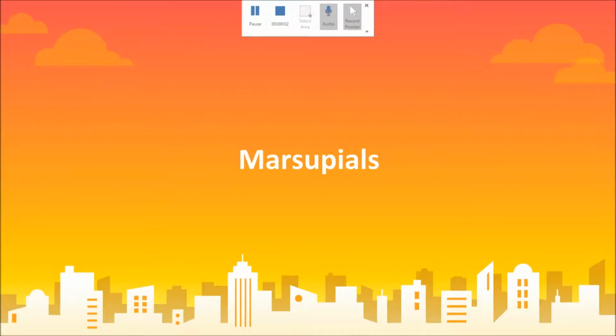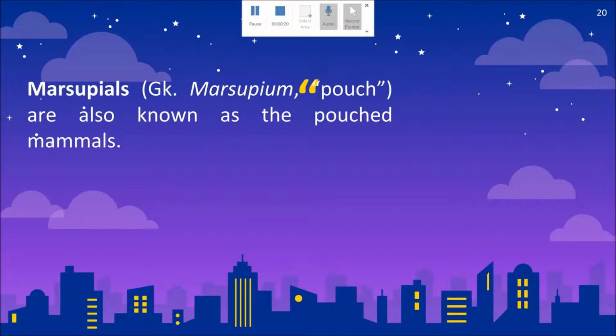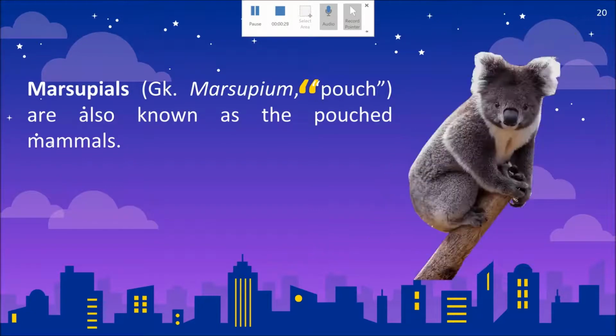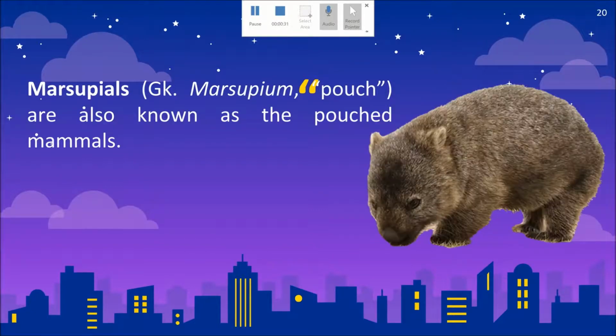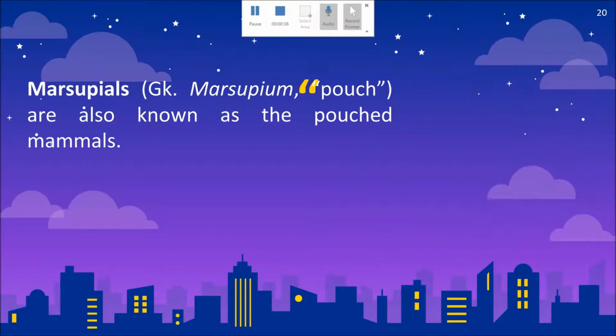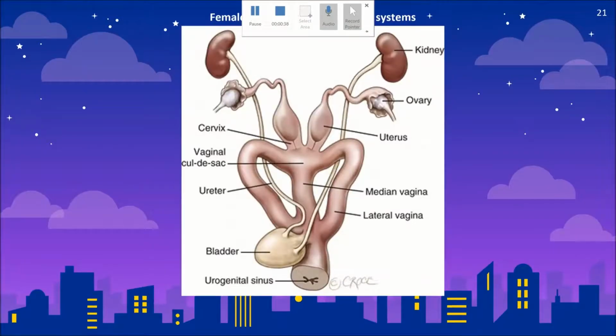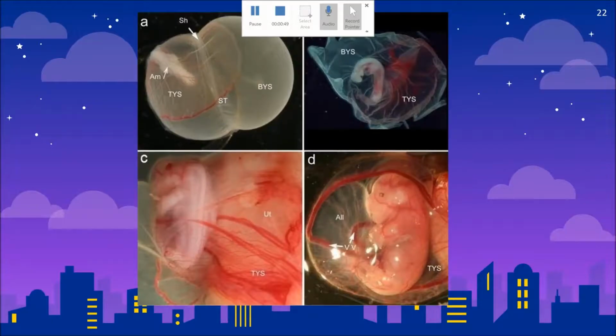Next, it is marsupials. Marsupials. For general knowledge, marsupium means pouch, and they are also known as the pouch mammals. Marsupials include kangaroos, koalas, Tasmanian devils, wombats, sugar gliders, and opossums. Female marsupials have a unique reproductive system that includes 2 true uteri and up to 3 vaginal canals. The embryos of marsupials are nourished by a yolk-based type of placenta inside the female's body, but they are born in a very immature condition.